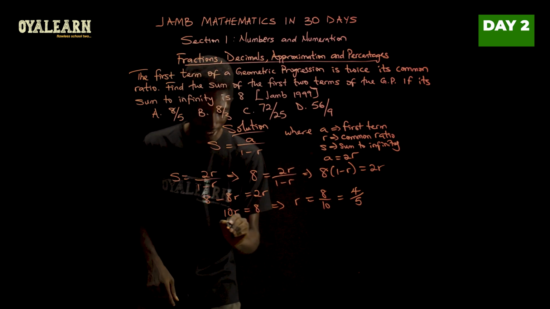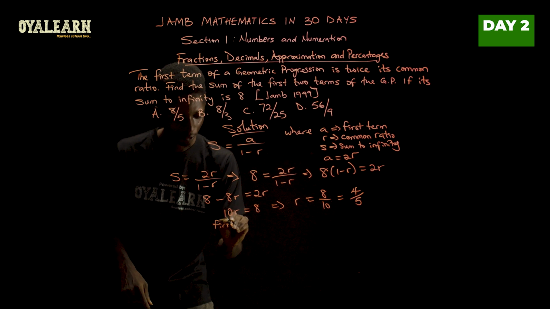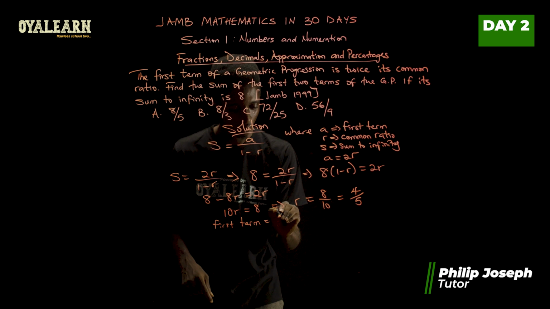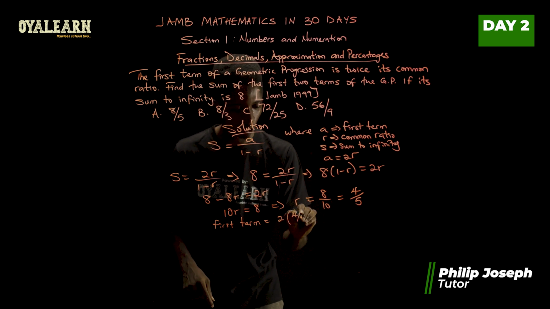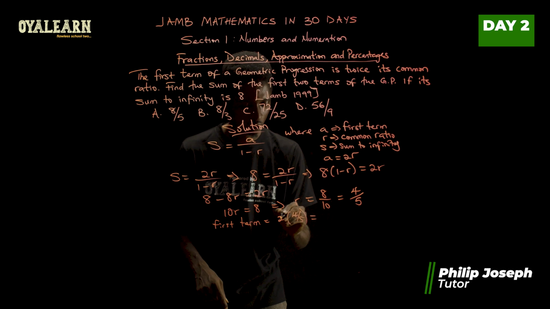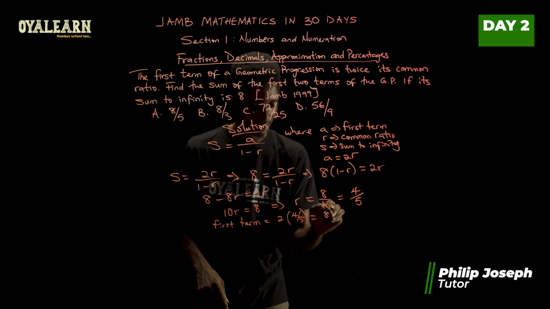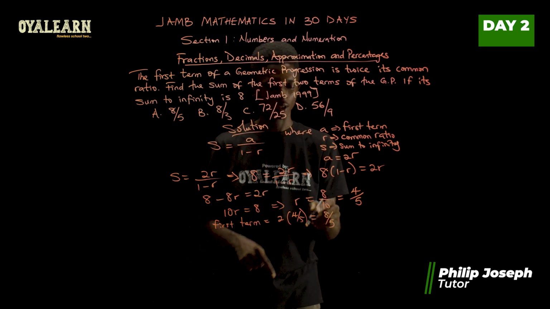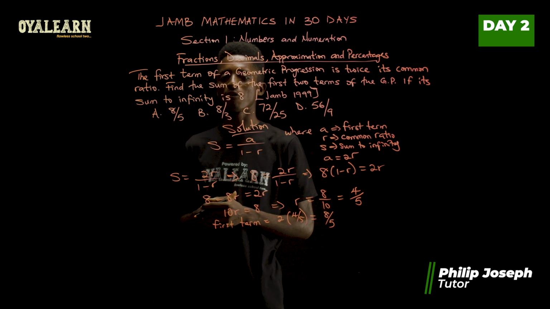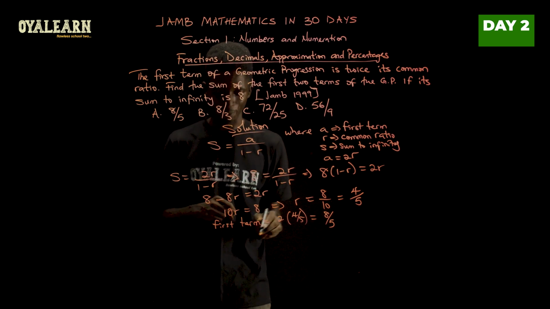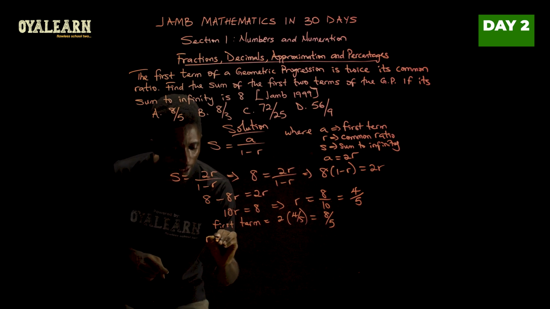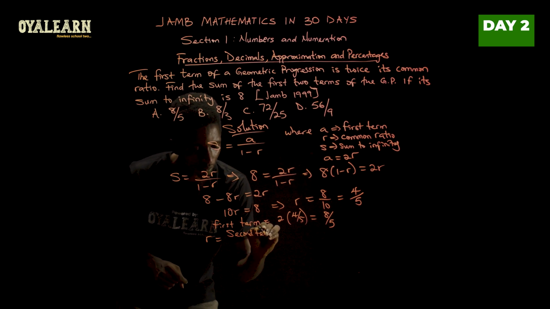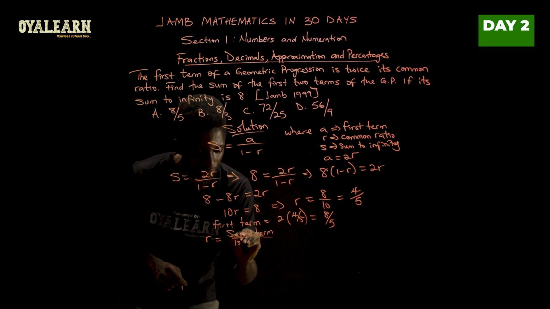Let's now get the first term. First term would therefore be twice the common ratio, which is 4 over 5. And this would give us 2 times 4, that's 8 over 5. So the first term is 8 over 5. Now let's find the second term. Note that common ratio is supposed to be second term over first term.